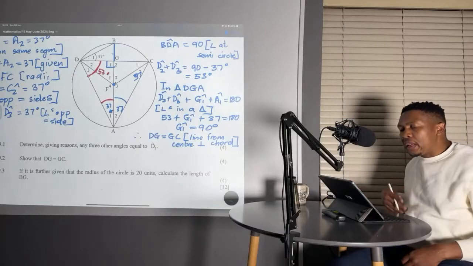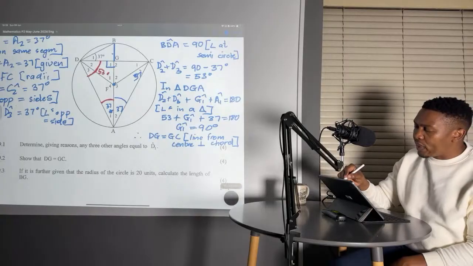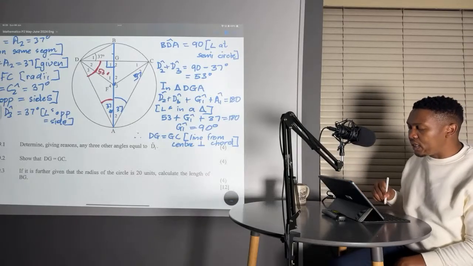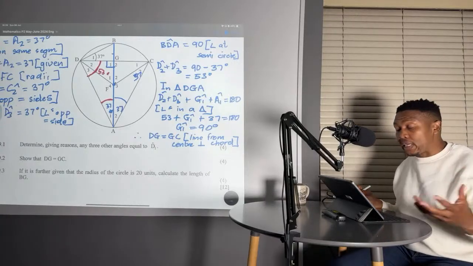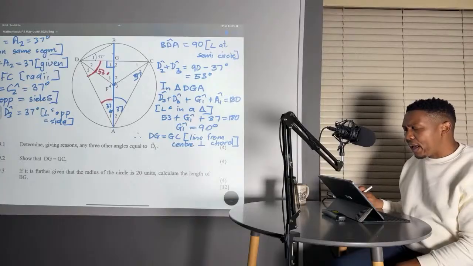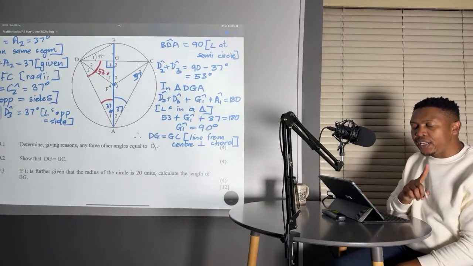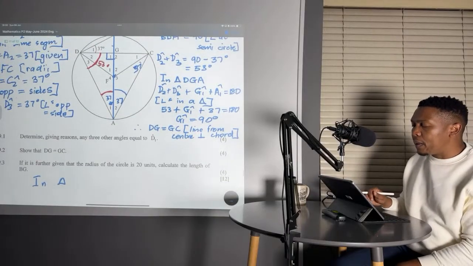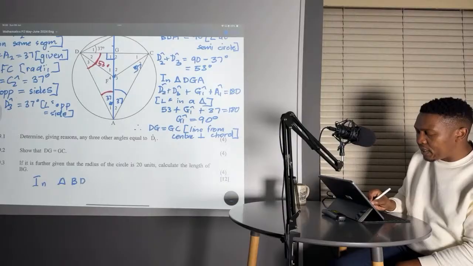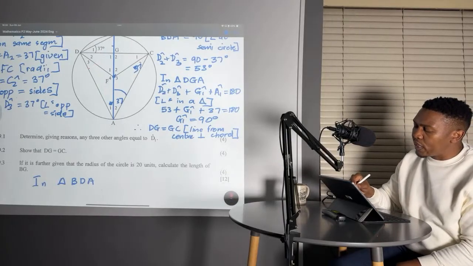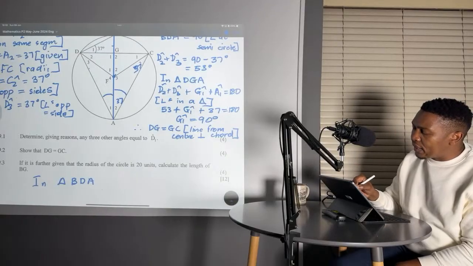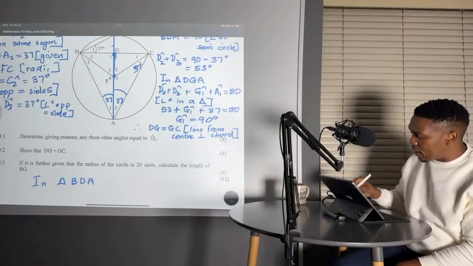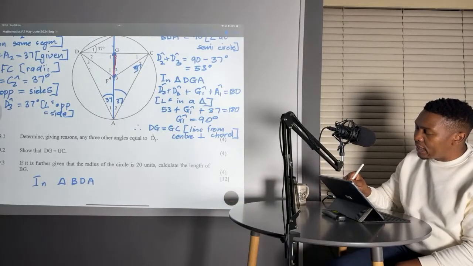So let me do this. I know what the length of this entire side is. If the radius is 20, then BA would be equal to 20 times 2, and that is 40. Is there a way in which I can find what AG is? I definitely can. So in triangle BDA, please note, ladies and gents, we found out that this angle here is 37 degrees. I want to find the side that is adjacent, which is side GA.